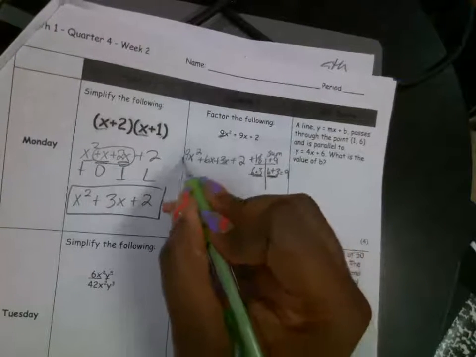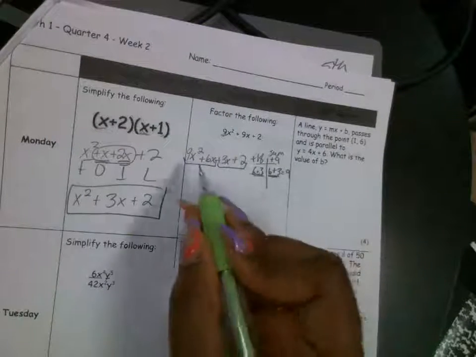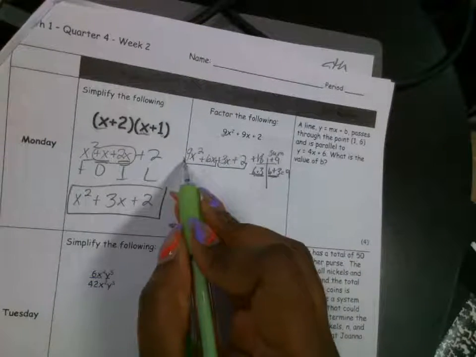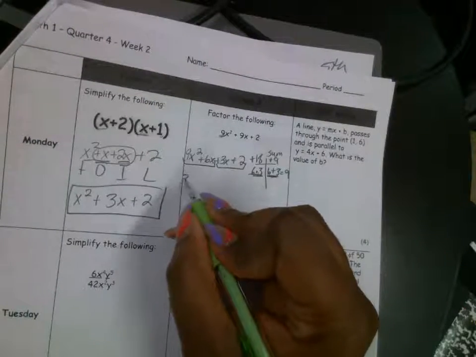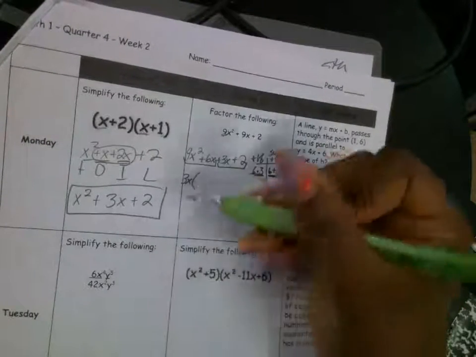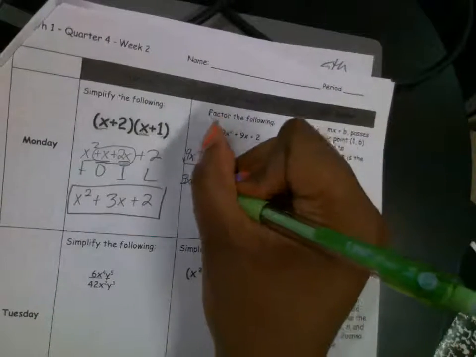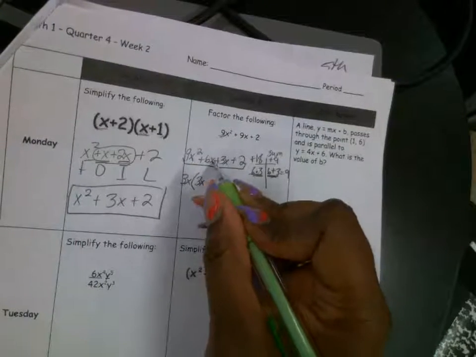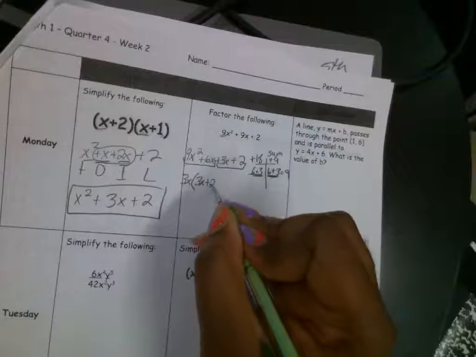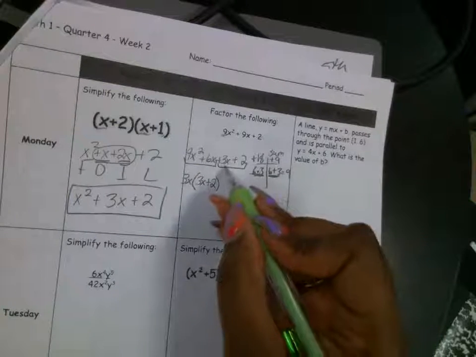So that means I'm going to find the GCF for the first two and the GCF for the last two. What's the GCF, greatest common factor, for the first two terms? 3x. So we take out a 3x. What can I multiply times 3x to give me 9x squared? 3x. What can I multiply times 3x to give me 6x? Plus 2.